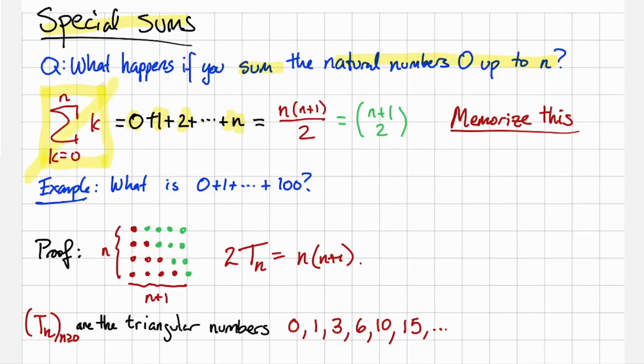The sum as k goes from 0 up to n of k, that sum has a nice formula. It's n times n plus 1 over 2. It's a formula that you need to memorize, and we'll talk about how to remember this formula shortly.